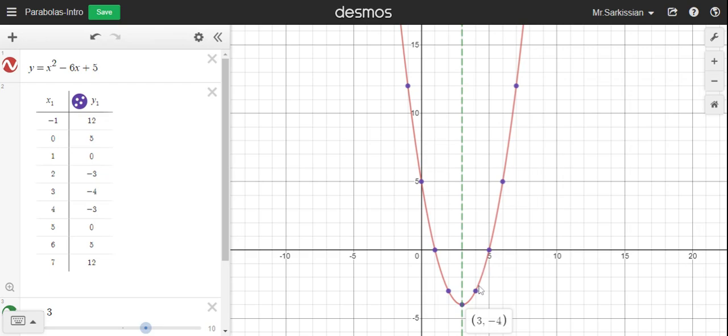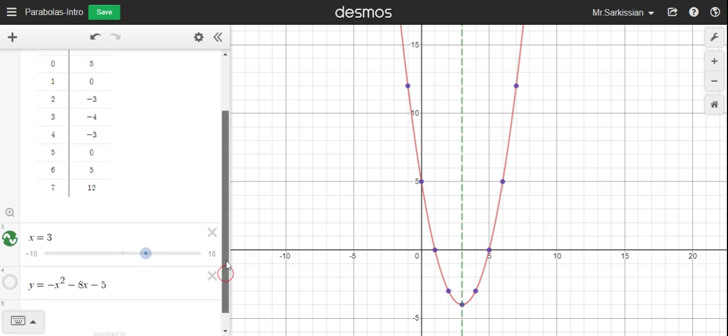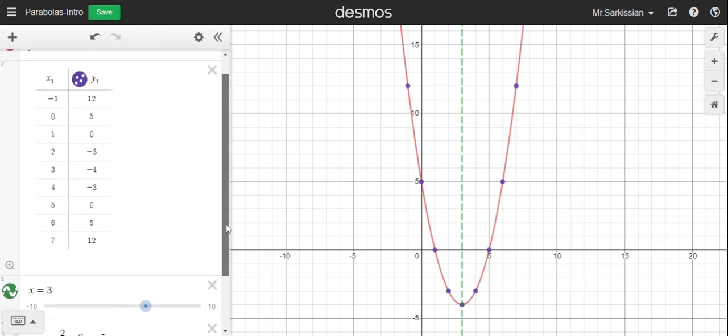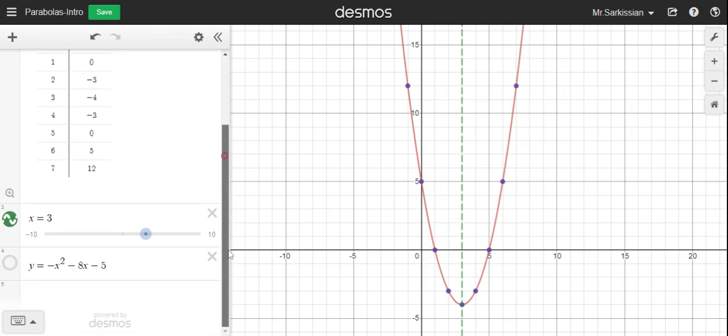Now, sometimes that's not the case. Let's consider another quadratic relation like this one, y equals -x squared minus 8x minus 5. The difference between these two is that the coefficient of the x squared term, or the so-called a value, is positive in this case, and we notice that the parabola was opening upwards, but in this case, the coefficient of the x squared term, or the so-called a value, is negative. It's -1. So when you graph this, you end up with a parabola which is opening downwards.